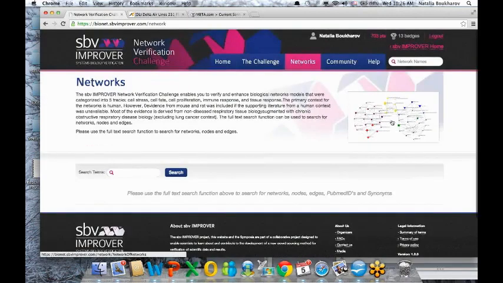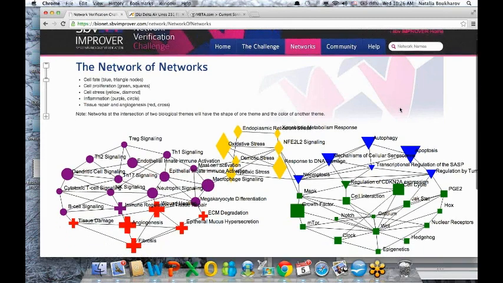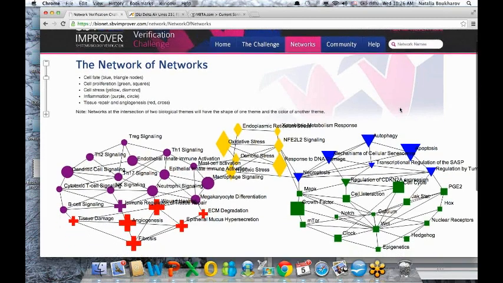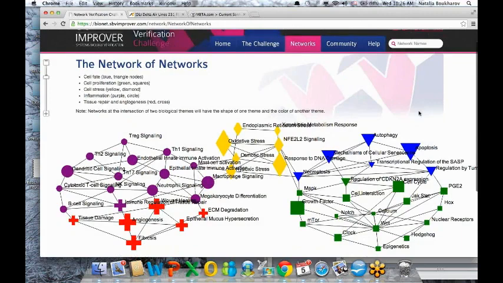You can look at the networks. These are all 50 networks that are included in this challenge, and they are divided by types. There is cell fate, cell proliferation, cell stress, inflammation, tissue repair, and angiogenesis. All of these networks reflect some part of the biology of the lung, normal physiological responses to different perturbations, and also COPD pathological responses.